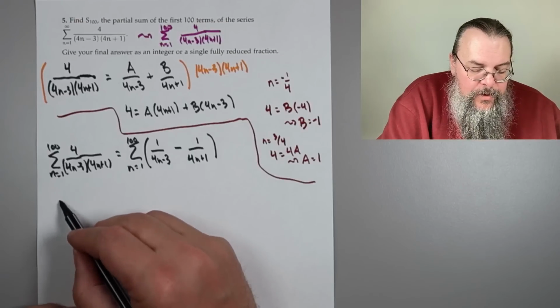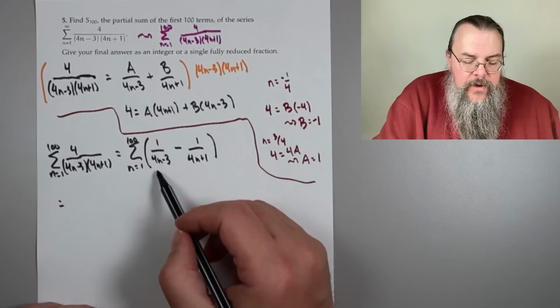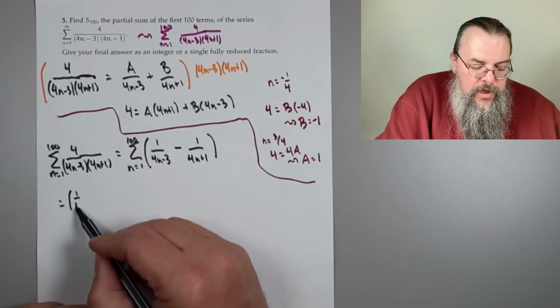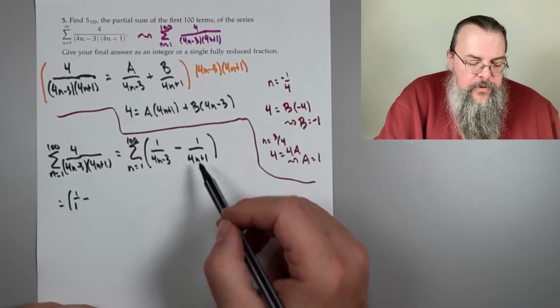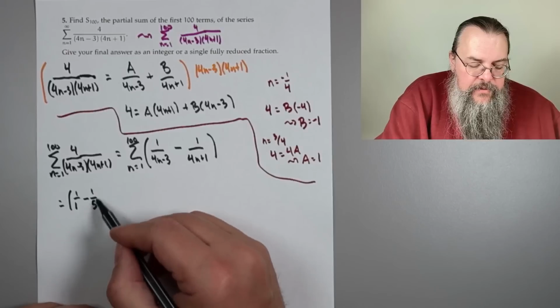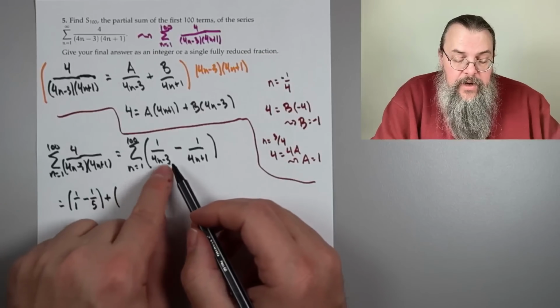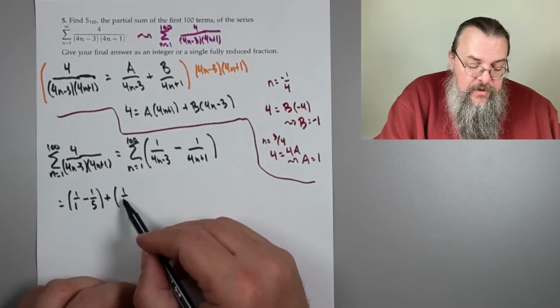So, start with n equals 1. 4 minus 3 is 1, so this is 1 over 1. And 4 plus 1 is 5, so minus 1 over 5. Plus, now plug in 2. 8 minus 3 is 5, so that's 1 over 5.